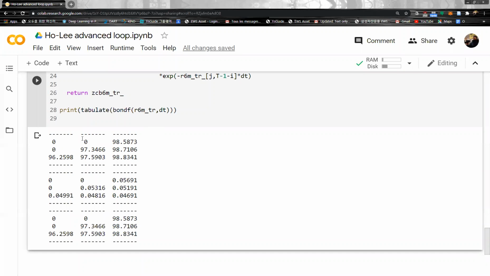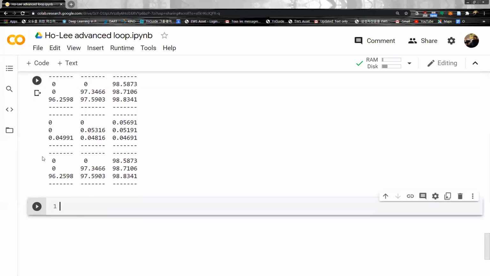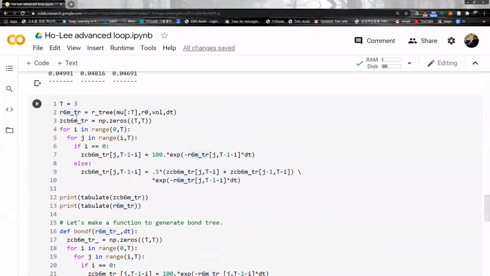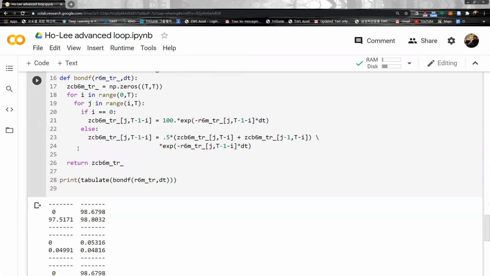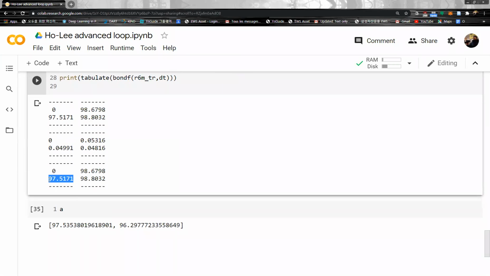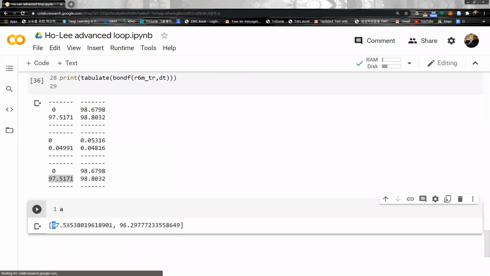So we generate the bond tree that is consistent with the interest rate tree. And then next, okay, let's add the code. So A is our observed bond price. So in case of 2 period, let me say this is 2. Then this one is our theoretical bond prices, but this is the observed bond price.